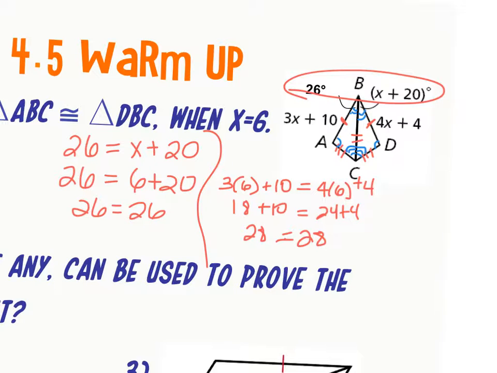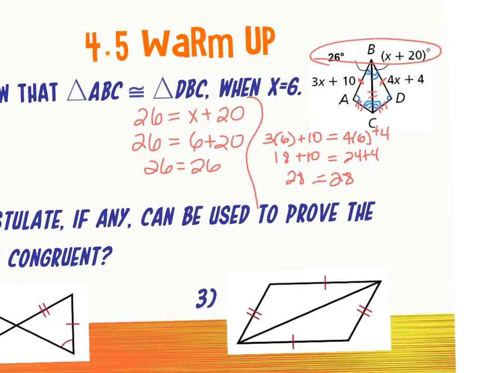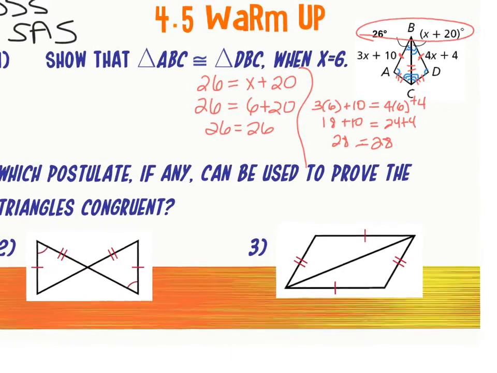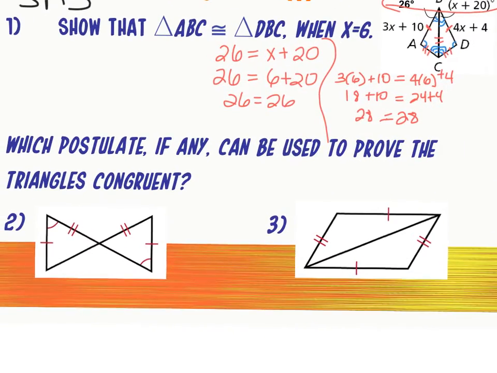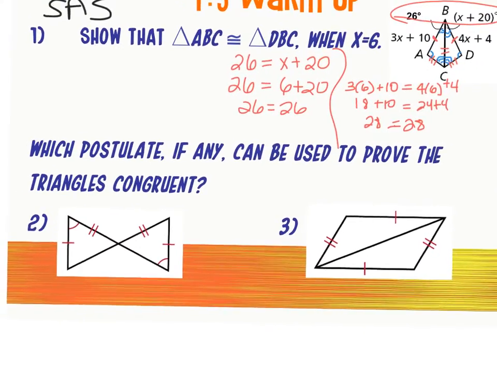Or I could have just solved for the x's and gotten x equals 6 in both the angles or the sides. So your work is your verification on those things. So when it says show that they are, you're showing it based on your work. We don't need to do both. You don't need to do both, yep.